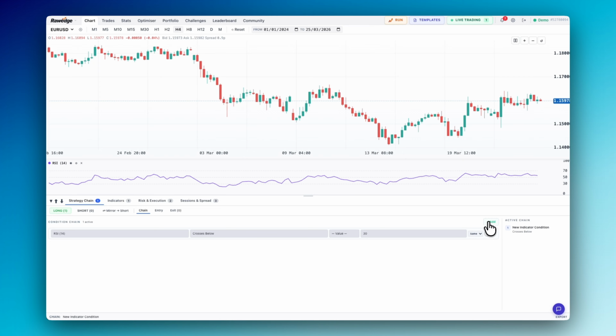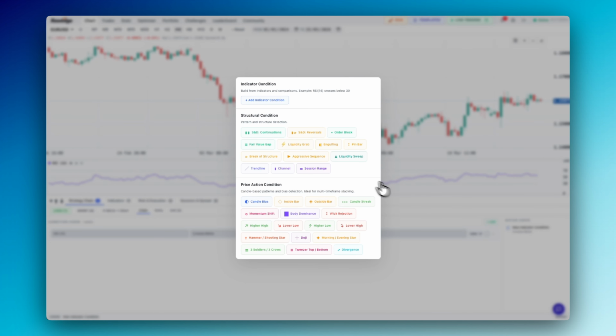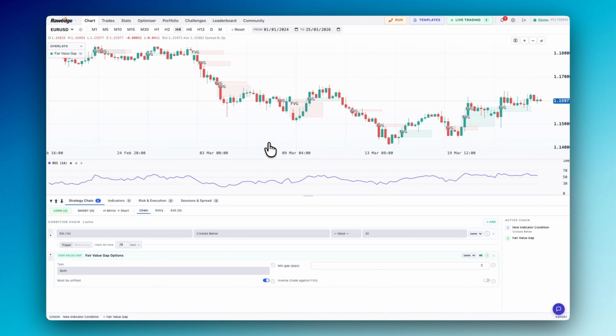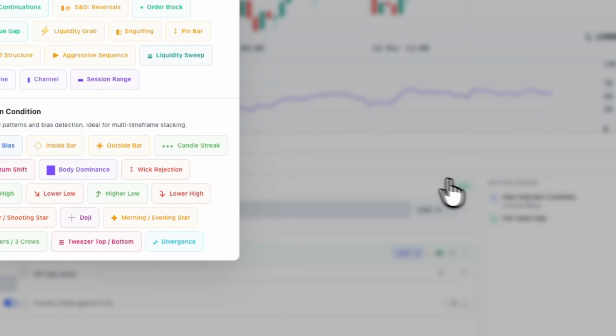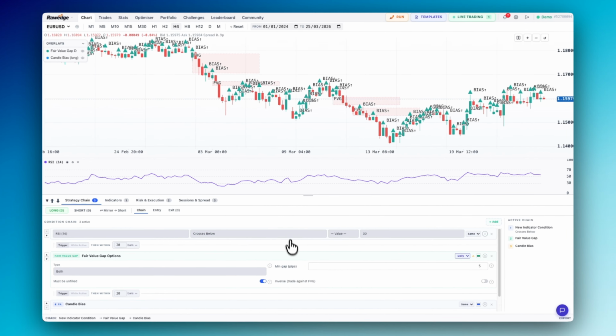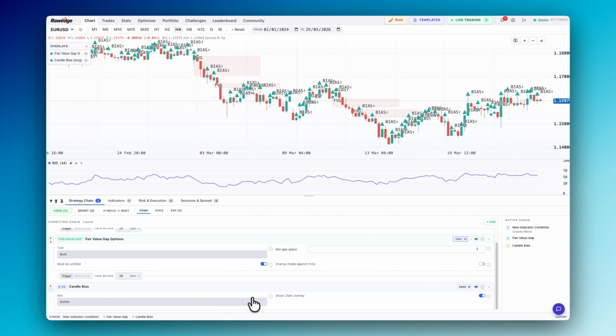Simple as that. Now I'll add a structural condition, a fair value gap. A feature here is that I can set this one to the daily chart while my RSI stays on the 4-hour time frame. So you're getting multi-timeframe analysis without any extra work. And for a third condition, candle bias set to bullish. So now the strategy says RSI goes oversold, there's a fair value gap on the daily, and the current candle is bullish. All three have to line up before anything happens.